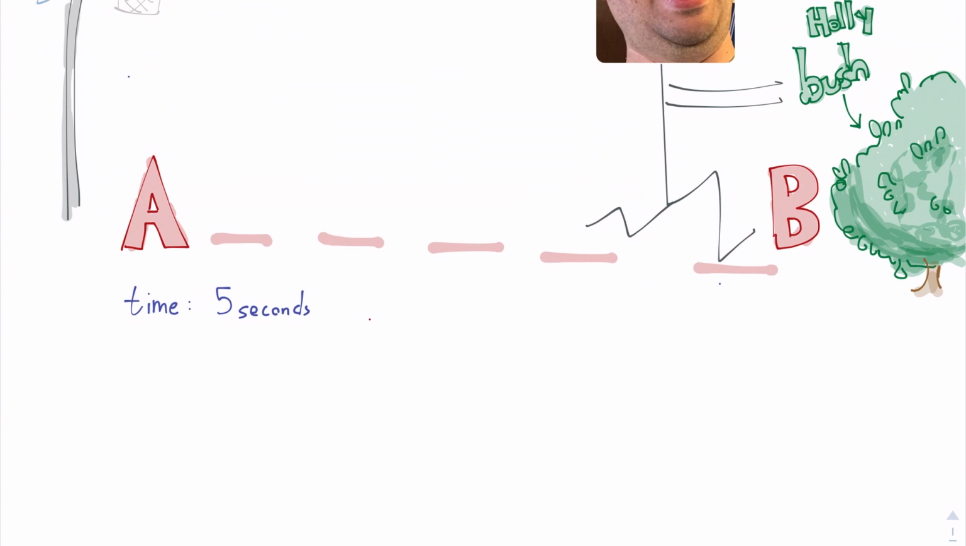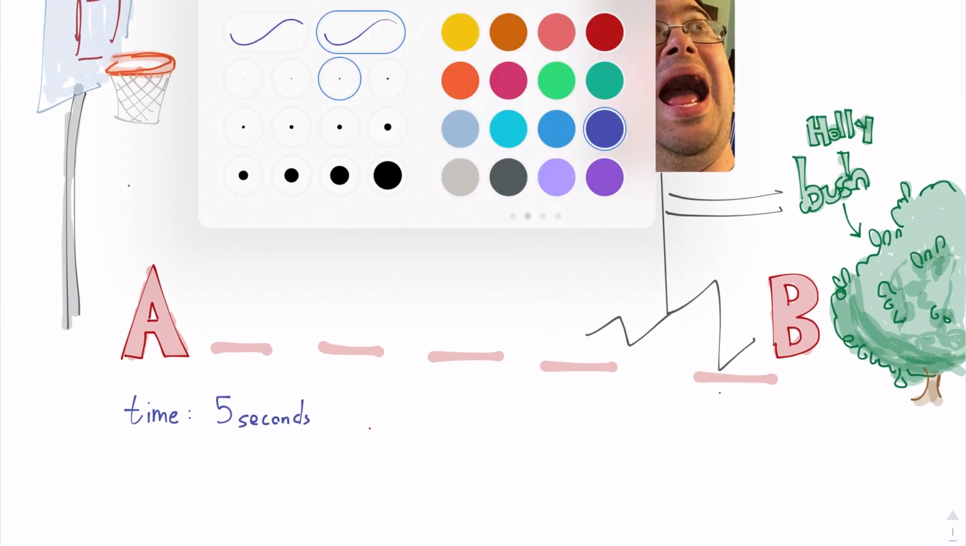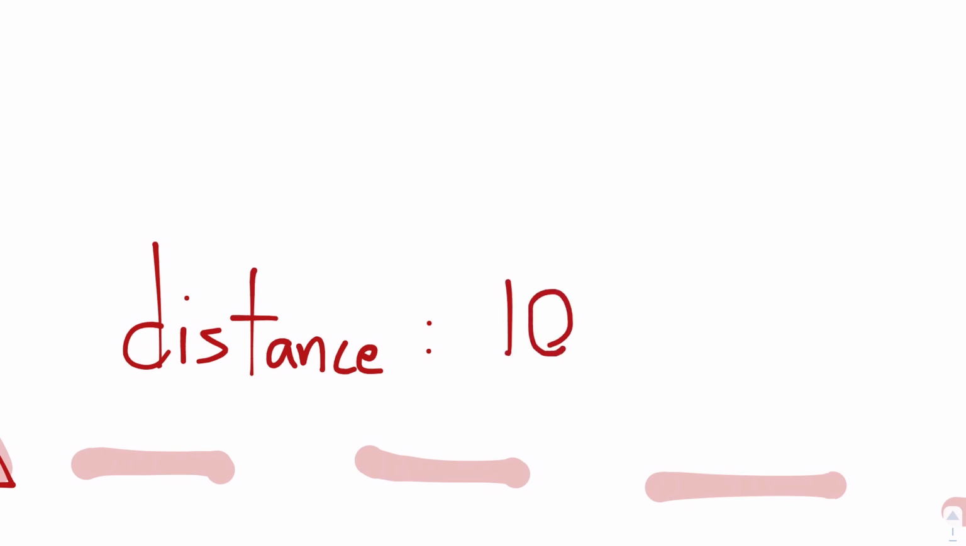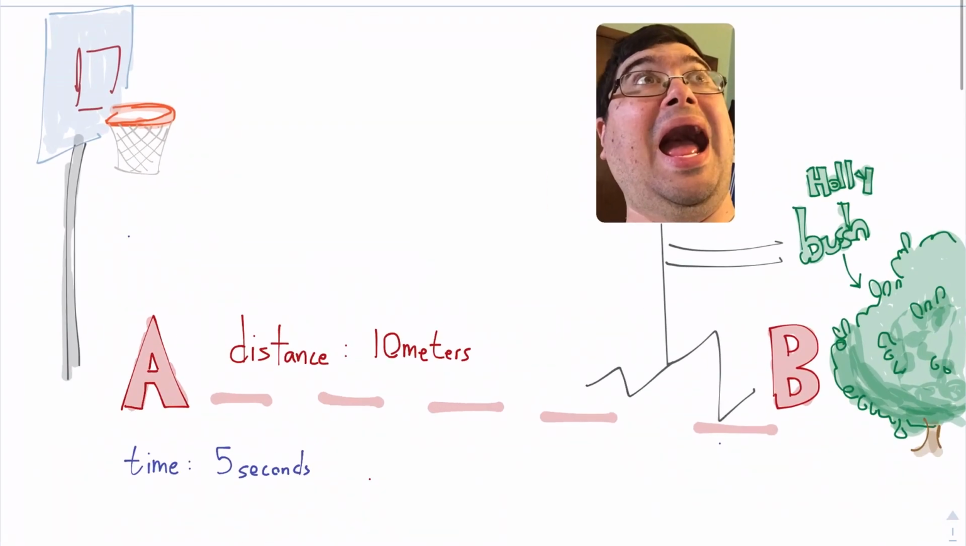Now let's pretend I actually measured the distance. I didn't actually. But the distance between points A and B, we're going to say was 10 meters. A little over 30 feet. Okay, so that was my distance. That's how far I traveled. And here is my time, 5 seconds. I ran 10 meters in 5 seconds.